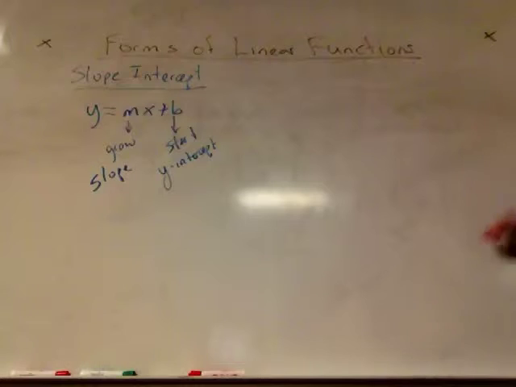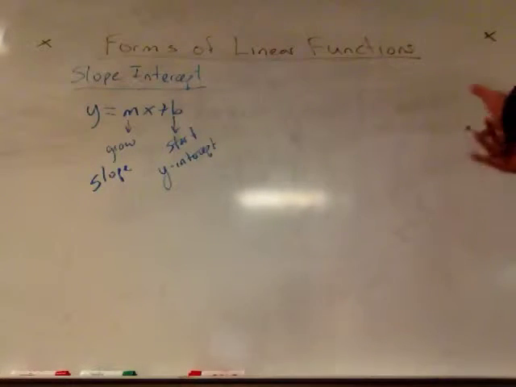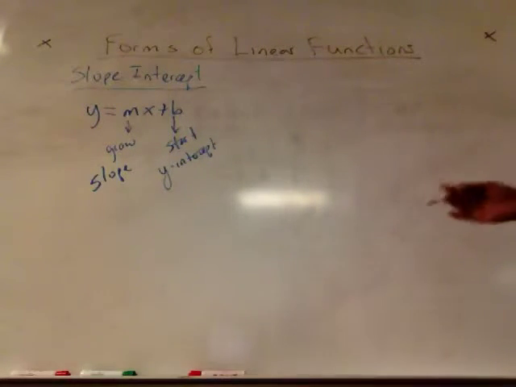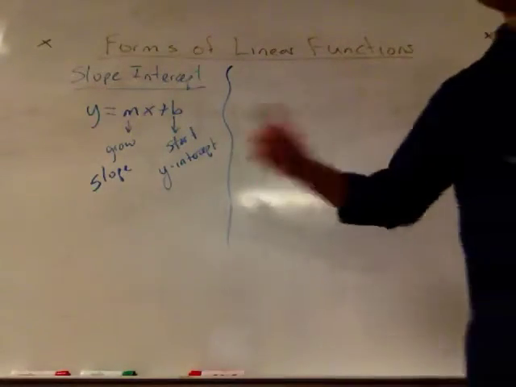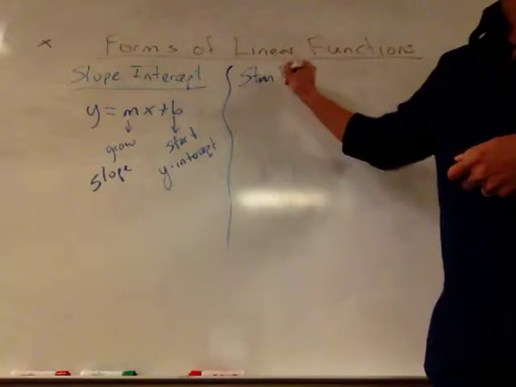However, we do other things when we have multiple lines. Sometimes we want to find the intersection or do other things with it. So there are other forms that we could look at. Another typical form is called standard form.